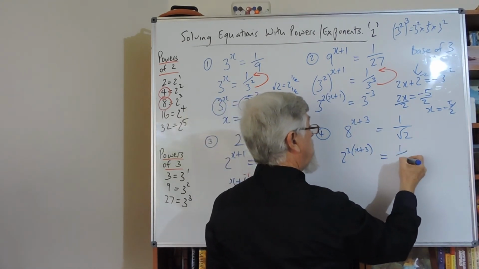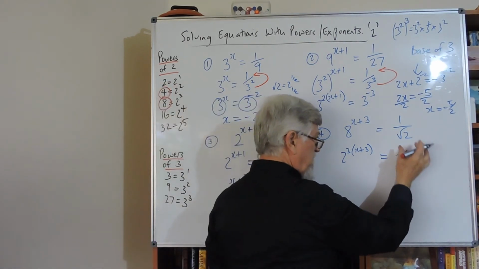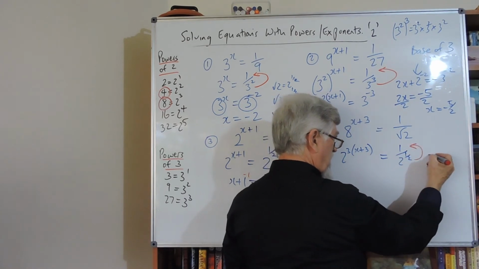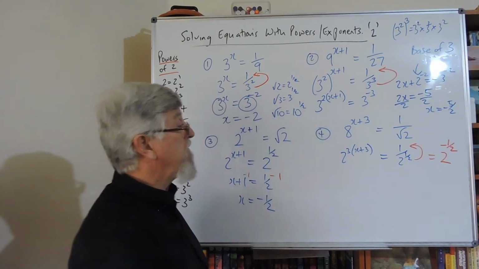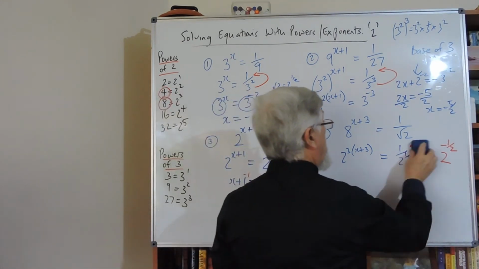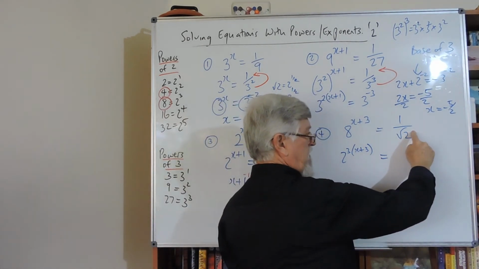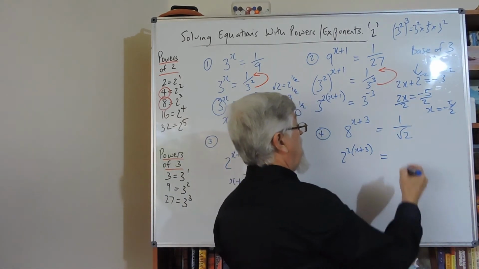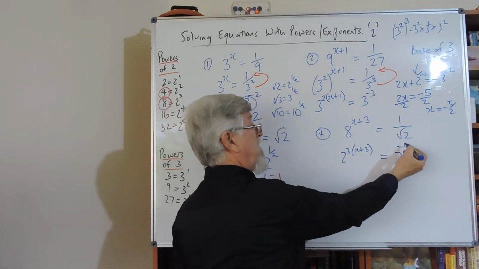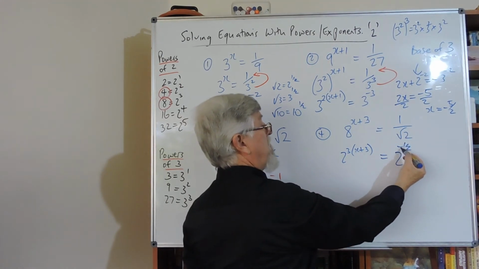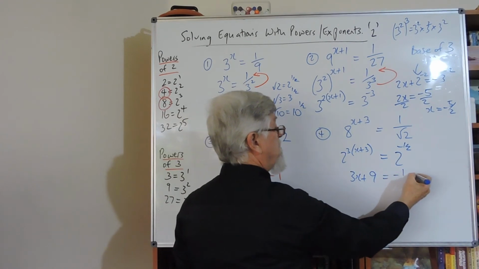So this is 1 on 2 to the half, and how do I move from the denominator to the numerator? That becomes a 2 to the power of minus a half. So I could have, if I wanted to, instead of writing that there like that, I could have just said this is a 2 to the half. When it moves to the top, it becomes a 2 to the minus a half. So when you go from denominator to numerator, the power, which is a half, changes sign. So now we've got 3x plus 9 equals minus a half.